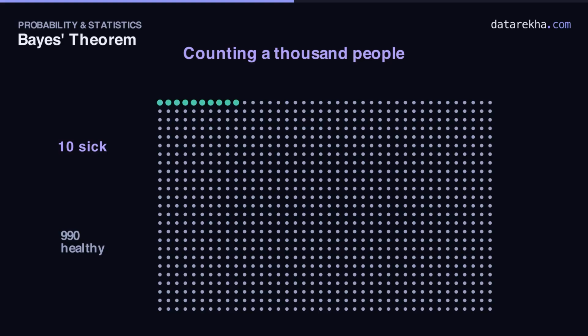Now run the test on everyone. Among the 10 sick people, the test is strong. So essentially, all 10 light up positive. In green, 10 true positives, but now the healthy. 2% of 990 is about 20 people, and the test flags every one of them anyway. In rows, roughly 20 false positives.